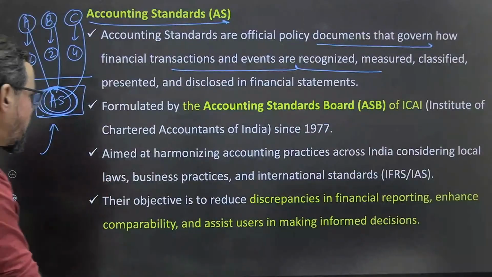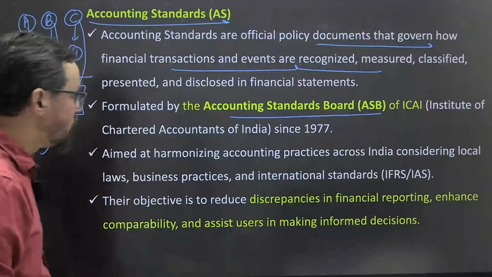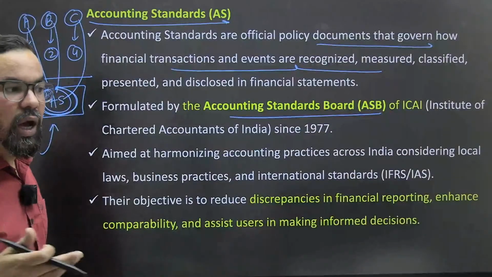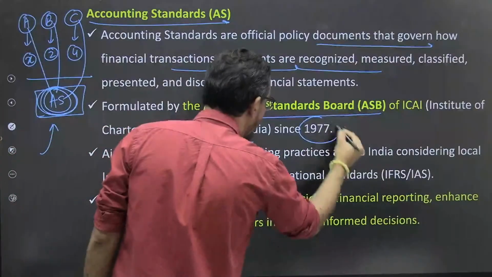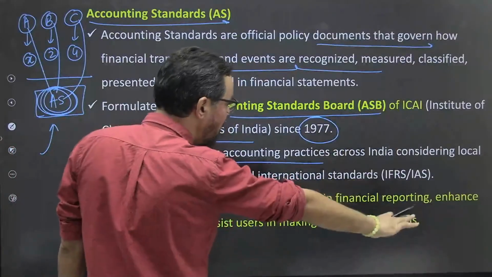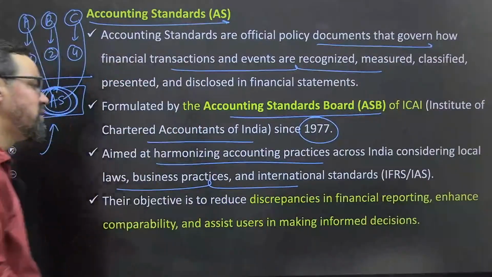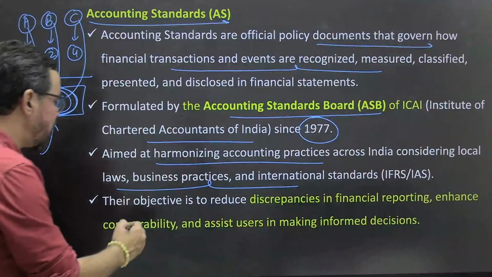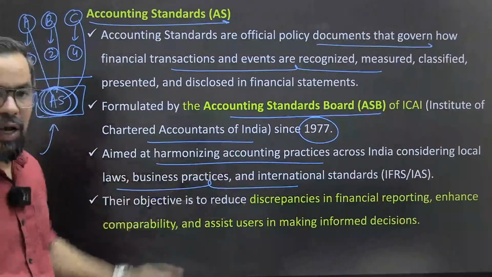So it is formulated by ASB, the Accounting Standards Board of the Institute of Chartered Accountants of India, which is a kind of self-regulatory organization, in 1977, aimed at harmonizing accounting practices across India, considering legal laws, business practices and international standards, which is usually related to IFRS. We have IFRS and we have GAAP, but most countries generally use IFRS.